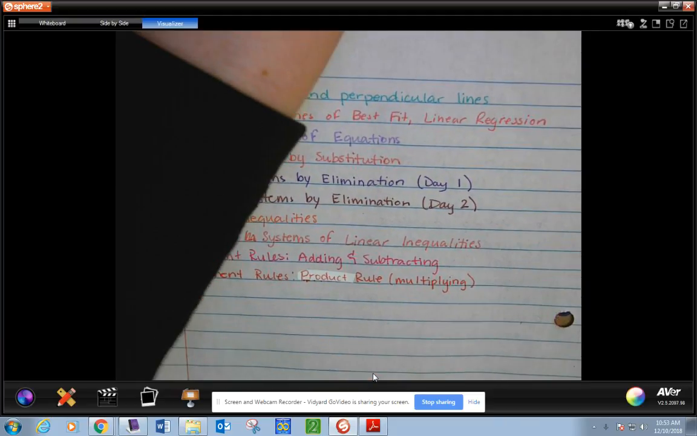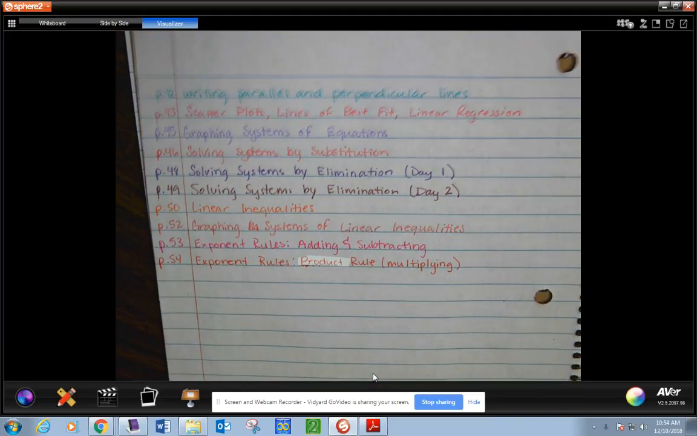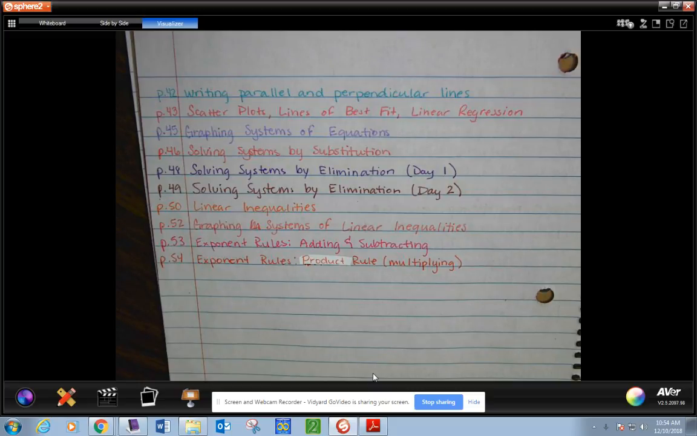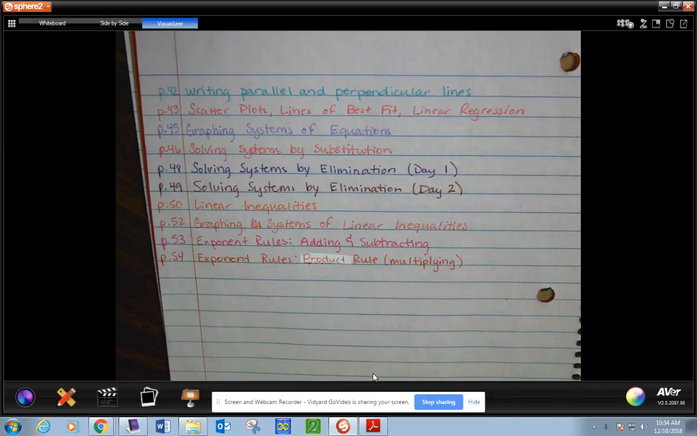Okay, guys, let me zoom out just a little bit. If you will, I'm on page 54. You put whatever page you are on. We are going to talk about the next set of exponent rules, and today's rule is going to be the product rule. Product rule just means we're multiplying. So if you will, go ahead and flip to page 54.